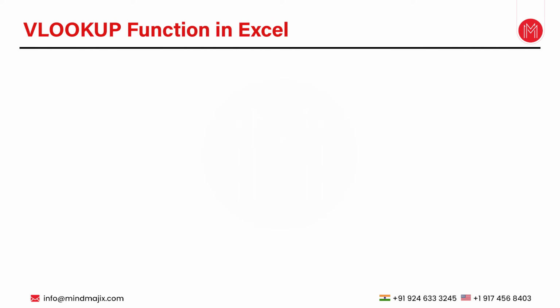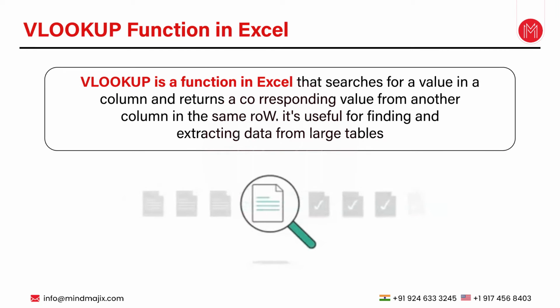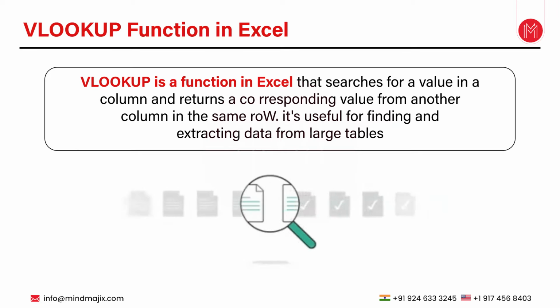So, what exactly is VLOOKUP in Excel? As we discussed, there are three lookups: VLOOKUP, HLOOKUP, and XLOOKUP. V stands for vertical, H stands for horizontal, and X is a combination of both V and H, and also with some advancements. So now let's focus on VLOOKUP. Let's understand what exactly is VLOOKUP. VLOOKUP is a function in Excel that searches for a value in a column and returns a corresponding value from another column in the same row. It's useful for finding and extracting data from large tables.